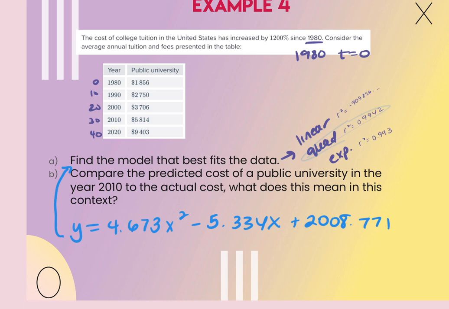So from the chart, what does it represent? The predicted cost or the actual cost? The actual cost. So 2010's actual cost is $5,814. To find the predicted, I'm going to find y1 of 30. So y1 of 30 is $6,054, and this is dollars, right? $6,054.31. So what's bigger, the actual or the predicted?